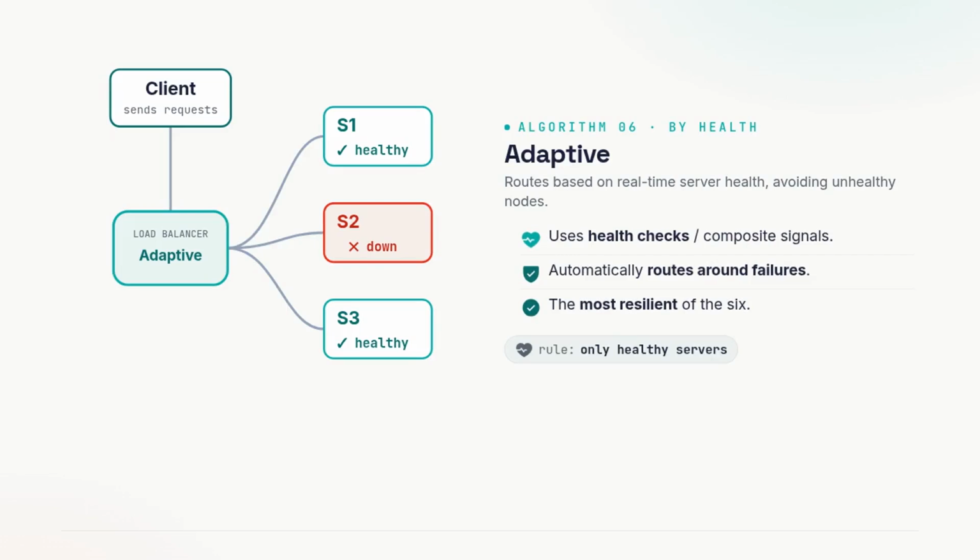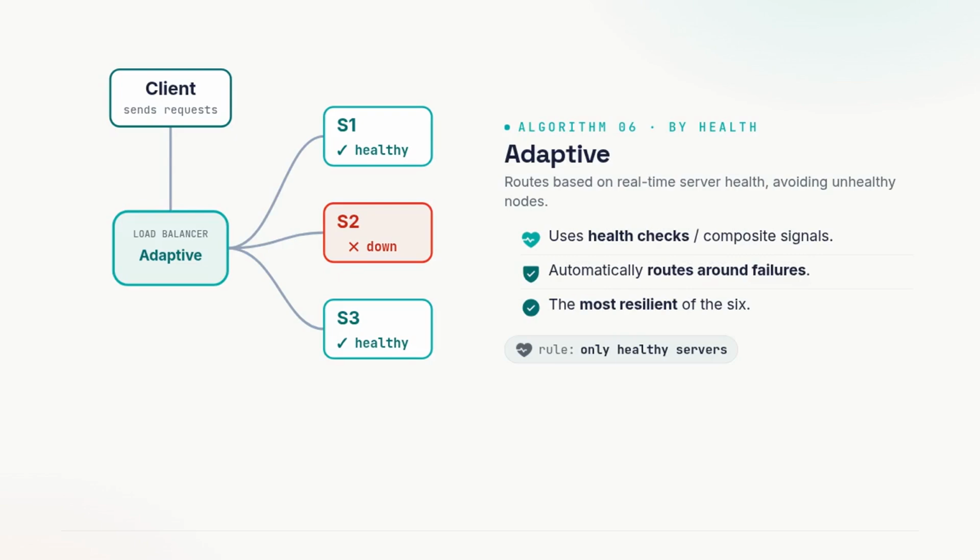All 5 algorithms so far assume every server is up and working, but servers crash, freeze, and get overloaded. And routing a request to a dead server means a failed request for a real user. Adaptive load balancing constantly runs health checks. Here servers 1 and 3 are healthy, but server 2 has failed its check.